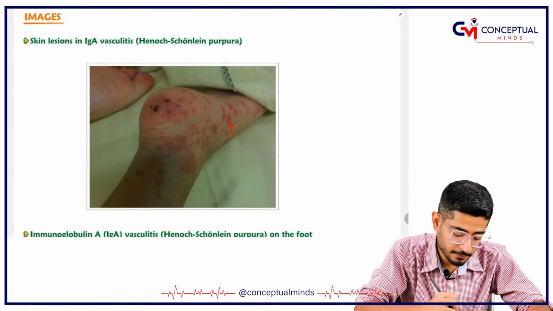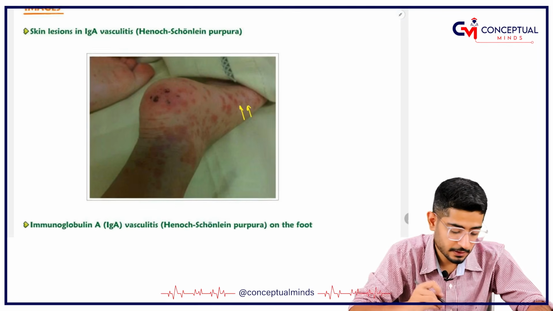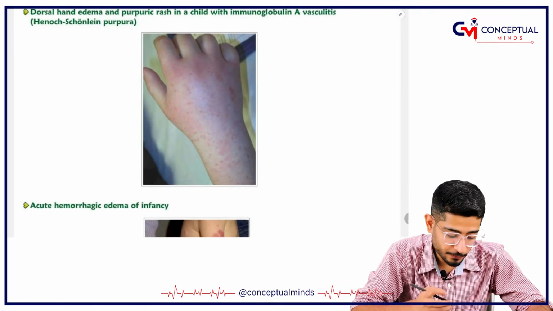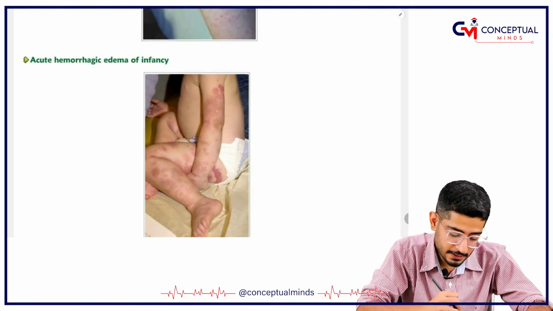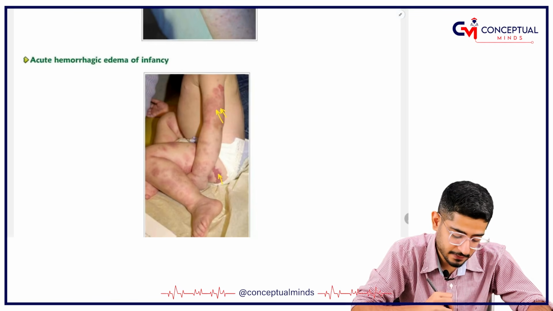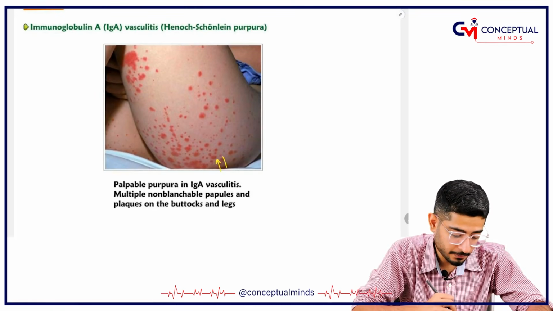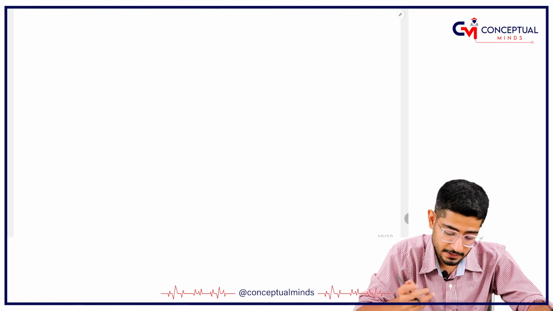Yeah, these are the purpura. These are the important purpuras, Henoch-Schönlein purpura and everything. Palpable purpuras, again palpable purpura on the foot, on the dorsum of the hand. See, more pronounced in the extensor surface. These are the purpuras on the buttocks and everything. You can see very well here.